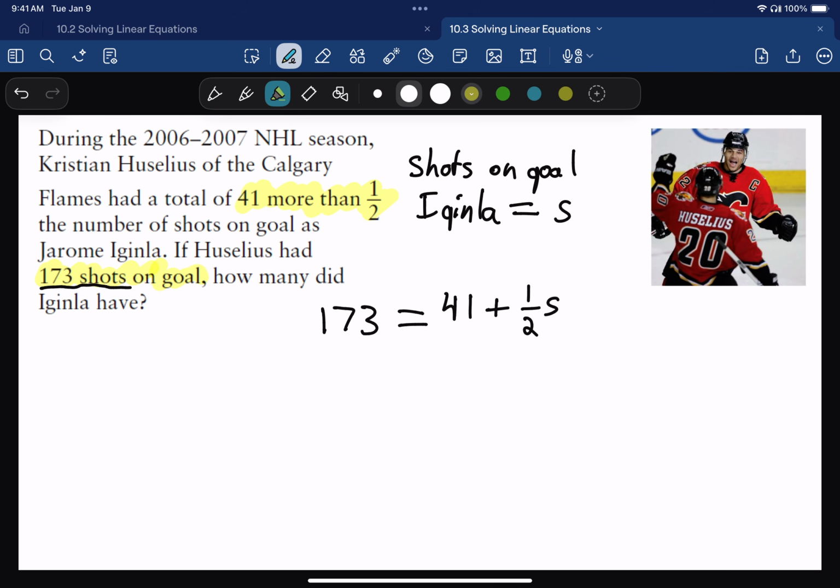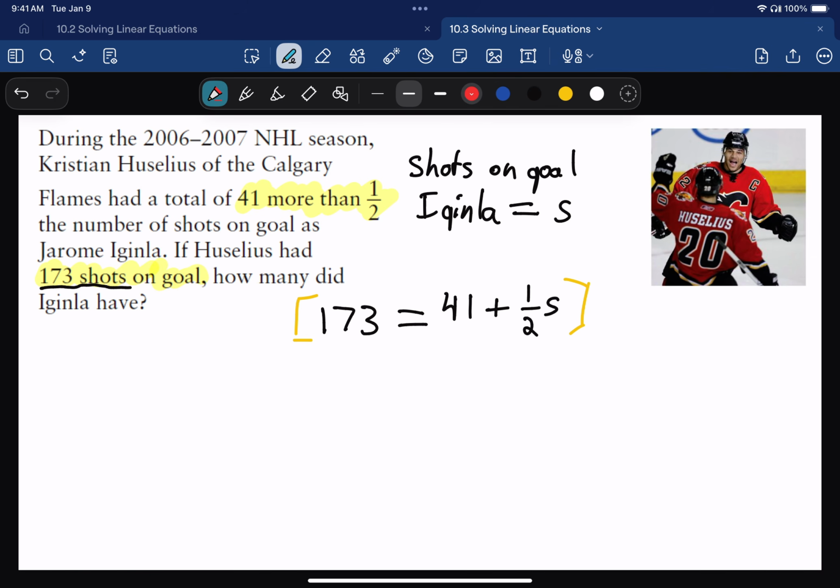So now we can see we've set up ourselves an equation. So we're looking for this S right here. So that's the deal. So the number of shots on goal that Iginla had can be represented by this equation here. So the thing with these word problems is we need to figure out how to create an equation. So that's kind of the main challenge, because now that we see this equation, we can solve it just as we would all the other problems. So let's go ahead and solve this one.